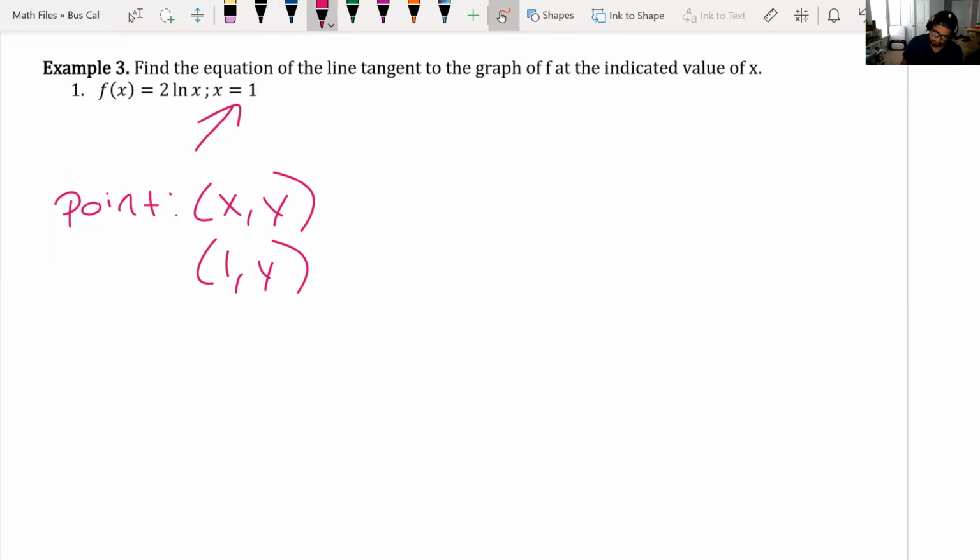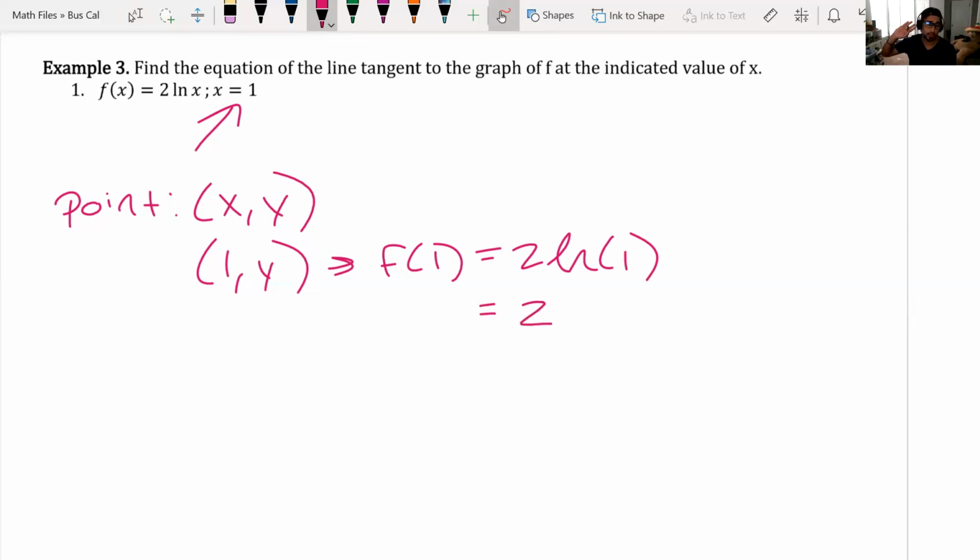So you'll get f of 1 is equal to 2 times the natural log of 1. And if anybody remembers, the natural log of 1 is always, I'll pretend like I'm hearing you, waiting for the answer. The natural log of 1 is always 0. That's right, you got it, right? Okay, so 0, which means that our point is now 1, 0.